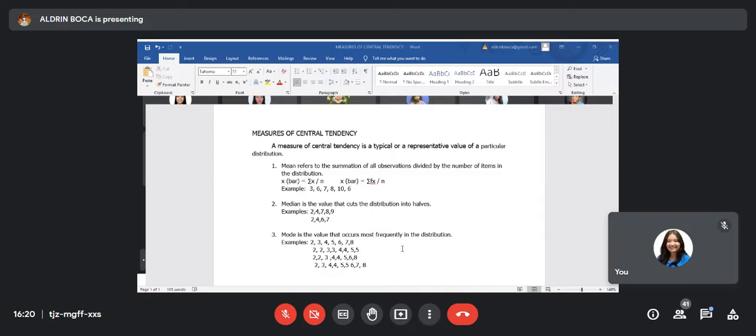Okay? So example 1, Samin. In example 1, Samin, what is the mode of the distribution? 6. Po. Okay, very good. It's 6 because 6 appears twice, more than 3, 7, 8, and 10, right? So 6 is the mode of the distribution in example 1. Okay. So what about in example 2 under mode? 3, 2, 3, 4, 5, 6, 7, 8.